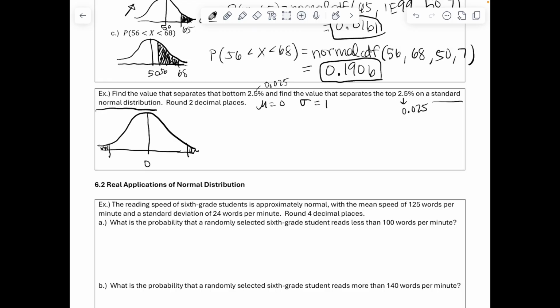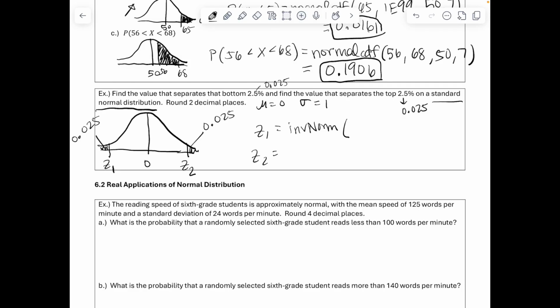So I'm going to draw my 2 values out here. The bottom little shaded area is 0.025, and that little top part is going to be 0.025. And I need to find both of these values. I'm going to call this one Z1 and the right one Z2. Since now we're trying to find the value given the probability, we're going backwards. So Z1 we have to find and Z2 we have to find, and for both of these we're going to be using inverse norm.